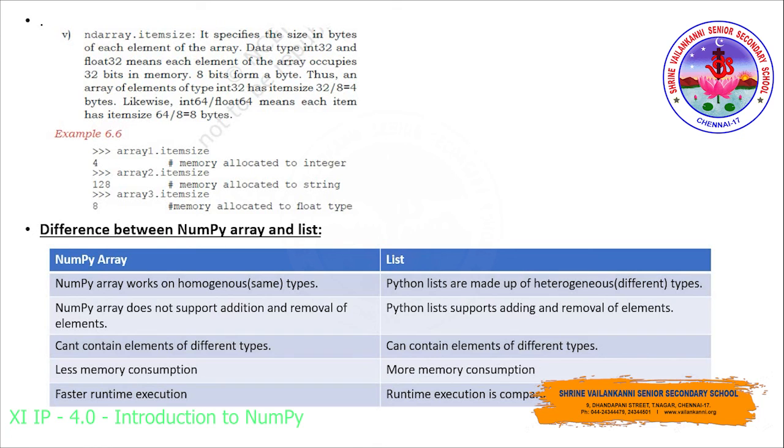It is possible to retrieve a single element or remove a single element in a list. And as usual, numpy arrays can't contain elements of different types, whereas a list can. A numpy array consumes less memory, a list consumes more memory, and the array helps in faster runtime execution, whereas the runtime execution of a list is very slow when compared to the array. So this is the major difference between the numpy array and list.